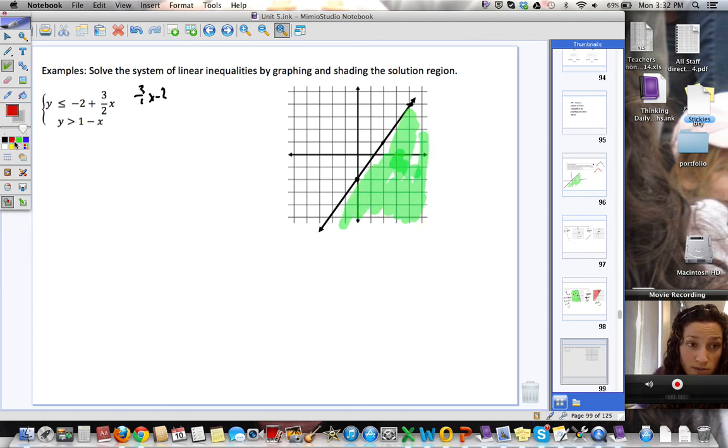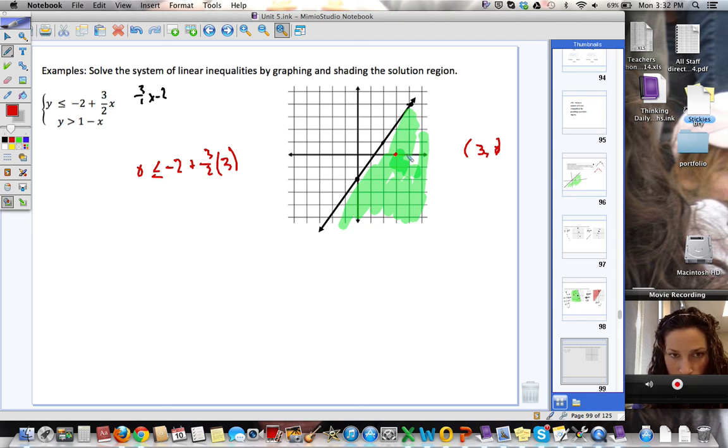So I can always double check by doing a point. So a point that I like is right here, and that point is 3, comma 0. So if I plug that in up here, 0 is for y. 0 is less than or equal to negative 2 plus 3 over 2 times 3. Maybe I should pick a number that's going to nicely cancel out. Let's go here. Let's go 4. Let's choose that point and not this point. And so that way this is 4.